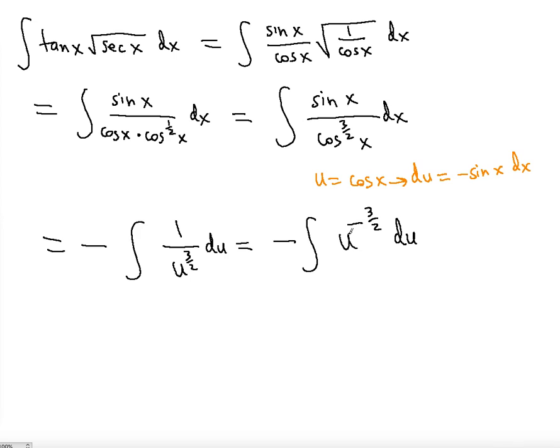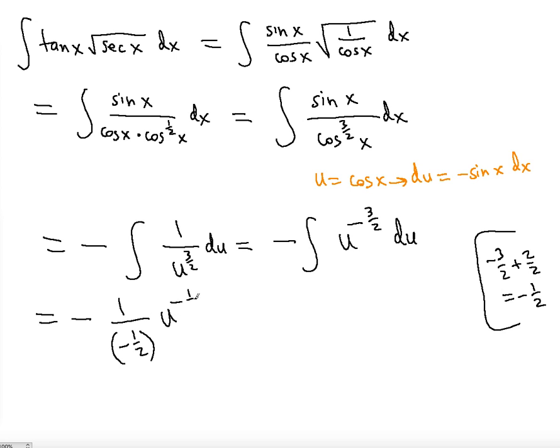We need to express it without the fraction so that we can use the power rule of the antiderivative. So now what is going to happen? The power will increase by 1. Negative 3/2 plus 2 over 2, where 2 over 2 is 1, is negative 1/2. So that's going to be the net power, and also you will divide by negative 1/2. So we'll get negative 1 over negative 1/2, times u to the negative 1/2, that's the net power, plus a constant.